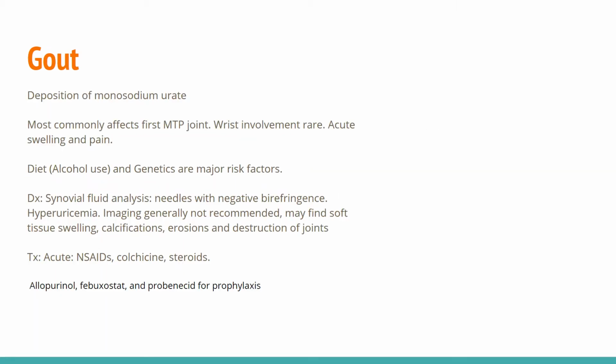Next, we're going to discuss gout. This is deposition of monosodium urate crystals. It most commonly affects the first MTP joint. Wrist involvement is very rare. Acute swelling and pain is usually a common sign. In terms of causes, diet, including alcohol use, and genetics are major risk factors. In fact, genetics may account for 60% of the cases.